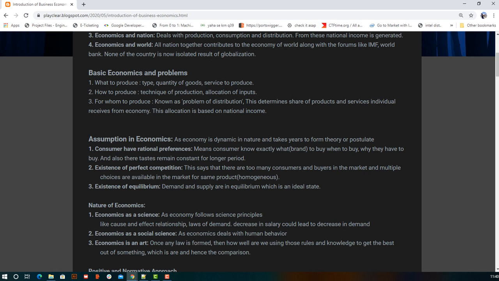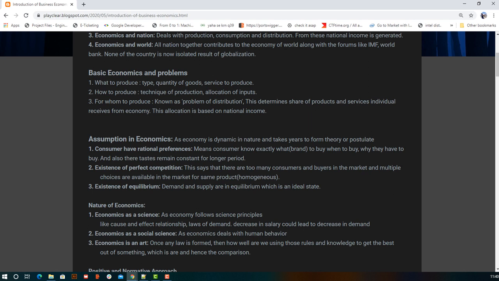And the existence of perfect competition is the assumption based on which economic laws are found, but there will never be a perfect competition. Okay, there will be competition, there will be monopoly, but never the perfect competition. But for the understanding and analysis process it is considered as though we have perfect competition. So what perfect competition means: there will be too many consumers and buyers in the market for the commodities that are available in the market.